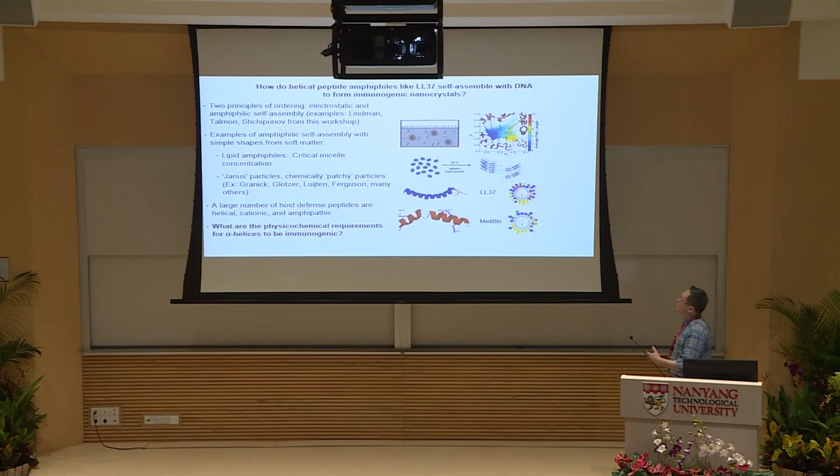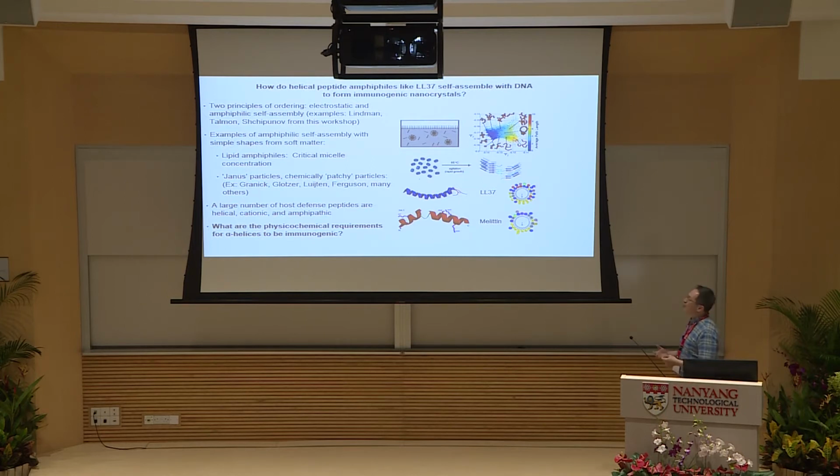So, okay, so far I haven't said anything about structures. I just showed you what the effects are. I showed you that the internucleic acid spacing seems to be important. I didn't talk about this next part, but it turns out the number of repeating unit cells also seems to be important, as our data with double-stranded RNA showed. But the general question I want to ask is, how do these helical peptide amphiphiles, like LL37, wind up self-assembling with DNA to form these immunogenic, essentially nanocrystals?